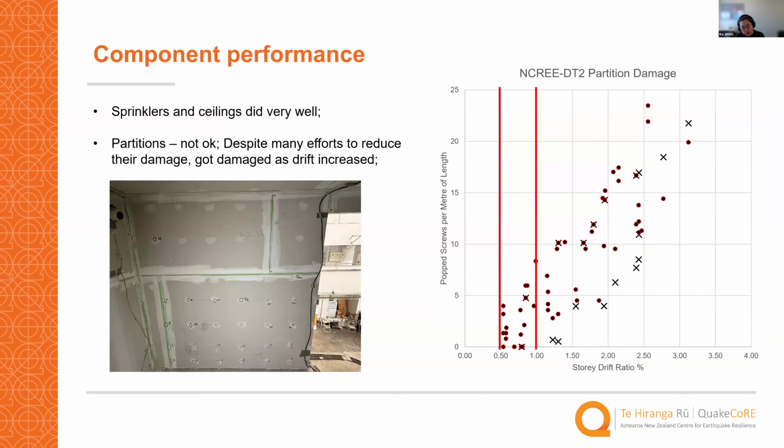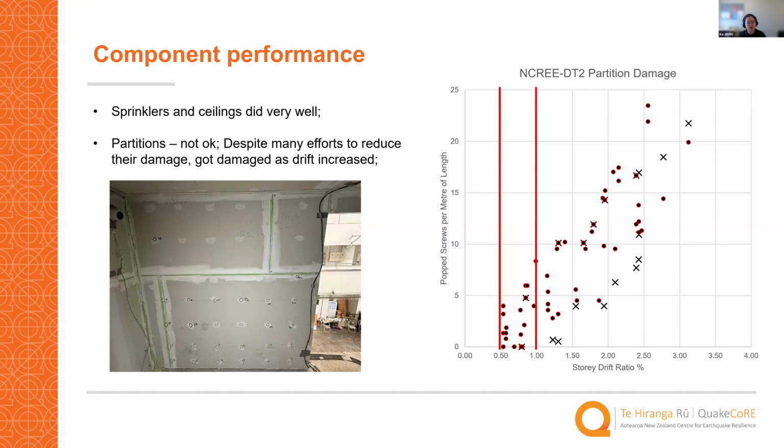So basically you can see a lot of the detailings and how they performed during the real shaking in these videos. Specifically for each component, the sprinklers and the ceiling did very well, and probably the reason is the scale. However, for the partition walls, although we made a lot of effort to improve their performance, like introducing a lot of low damage details, the performance of the partition walls is not as good as expected.